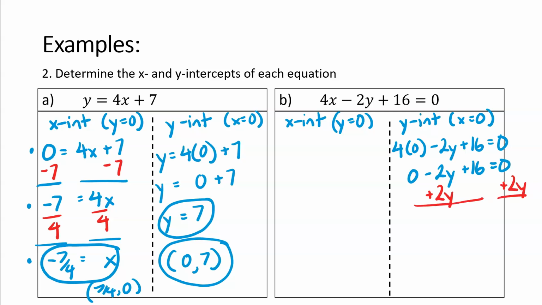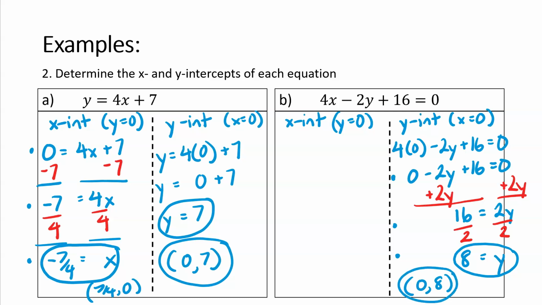What you'll see as a result is on the left-hand side, minus 2y plus 2y is 0. So on the left-hand side, you're left with just plus 16. And on the right-hand side, you have 0 plus 2y, which is just 2y. Now to isolate y, we'll just divide each side by 2. So we'll have y equals 8, or you can also write this as an x value of 0, a y value of 8. Same thing.